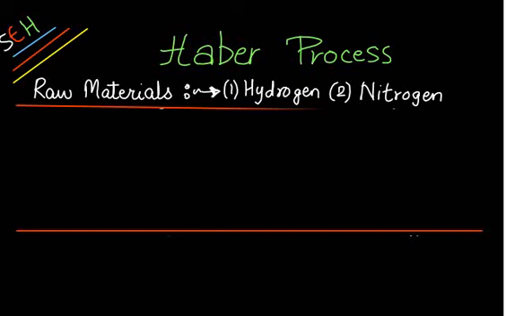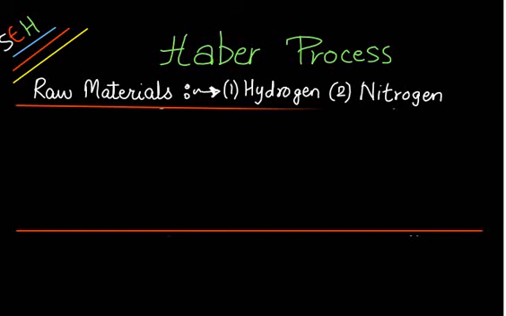Also, since it is an industrial process, we need to know what are the raw materials, what are the ideal condition of temperature, pressure, what are the catalysts, and how much percent of ammonia is really made under those conditions. Okay, so now let's begin with the first thing. So the first thing, as you can see here, is the raw materials. Now there are two raw materials that are needed. One is the hydrogen and second is the nitrogen.